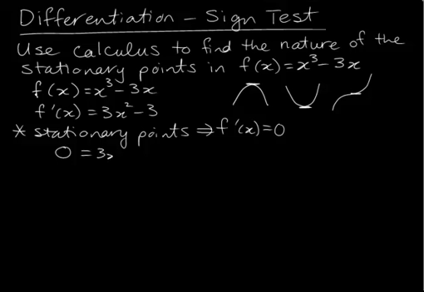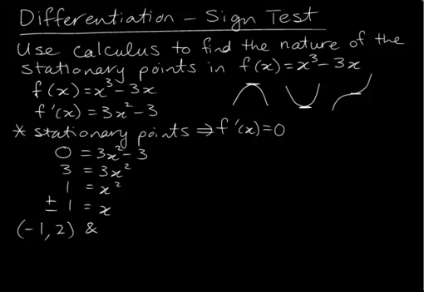So 0 equals 3x squared take 3, giving me 3 equals 3x squared. X squared is 1. And therefore x must be plus or minus 1. So we've actually got two stationary points there. When x equals negative 1, let's see what y will be, substituting that into f of x. When x equals negative 1, we're going to have f being equal to 2. And also when x equals 1, f of x will be equal to negative 2.